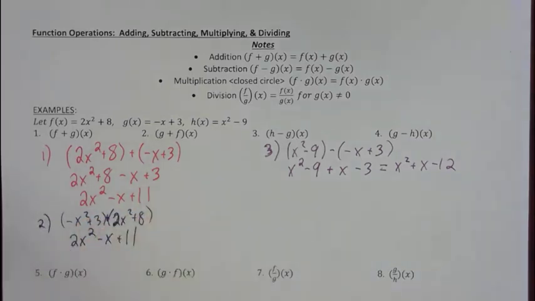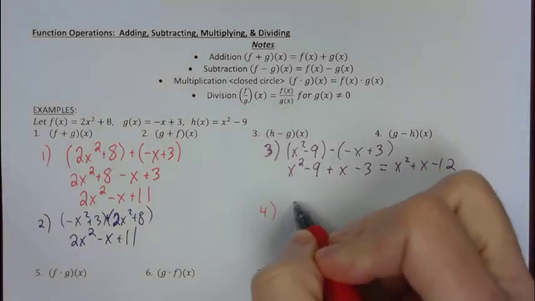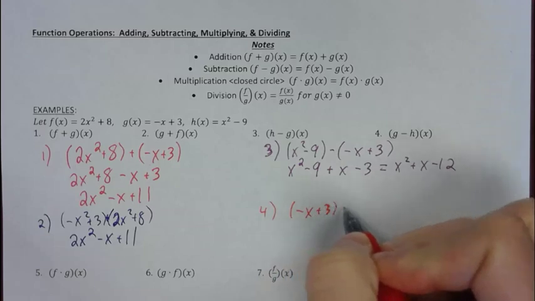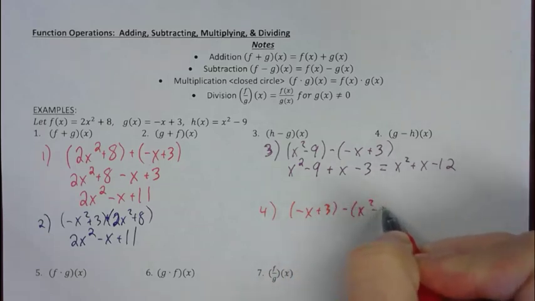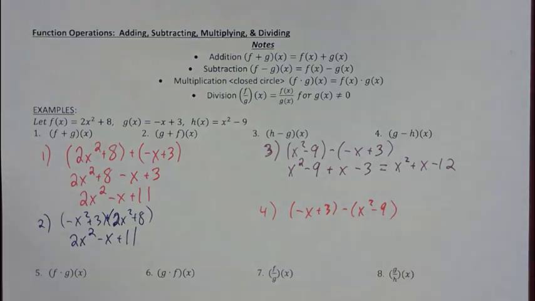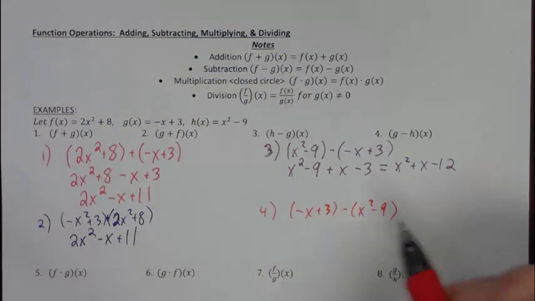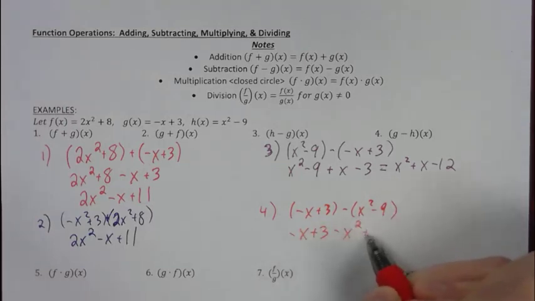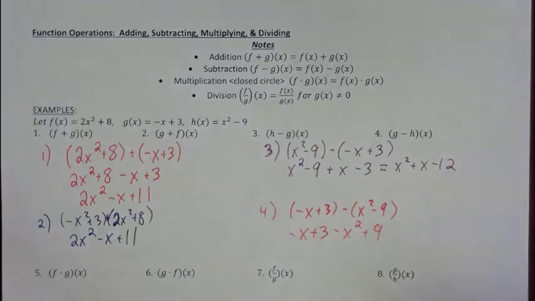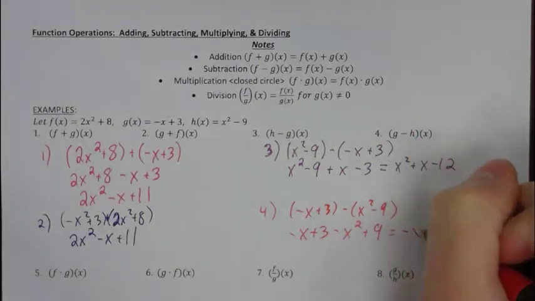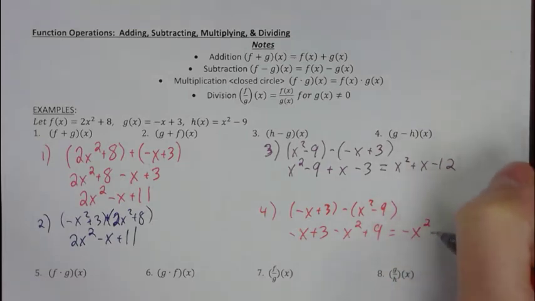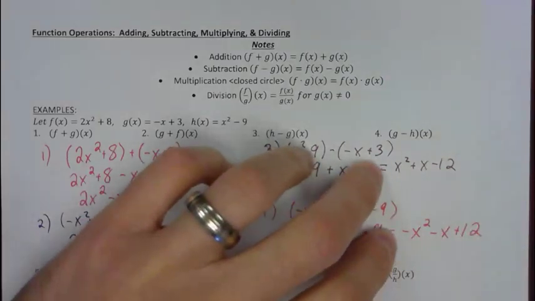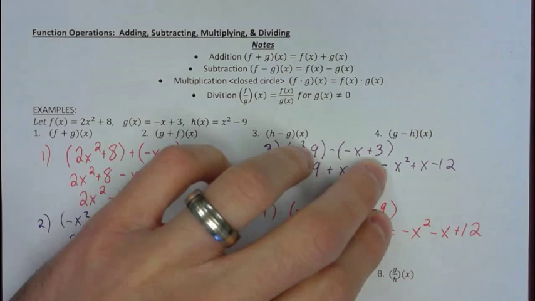Now, if we think about how this same problem would work backwards, we have to consider for 4 that we're doing negative x plus 3 minus x squared minus 9. So with that, we are basically making this whole second part negative: negative x plus 3 minus x squared plus 9. Well, if we figure out what that ends up equaling, we end up getting negative x squared minus x plus 12. And if we compare these two answers, we essentially have opposites, where our negatives are positives and vice versa.